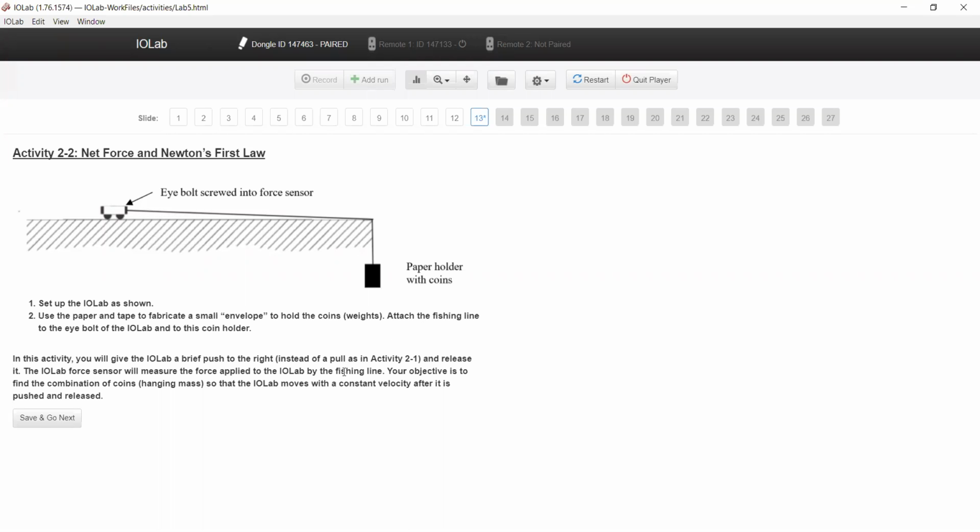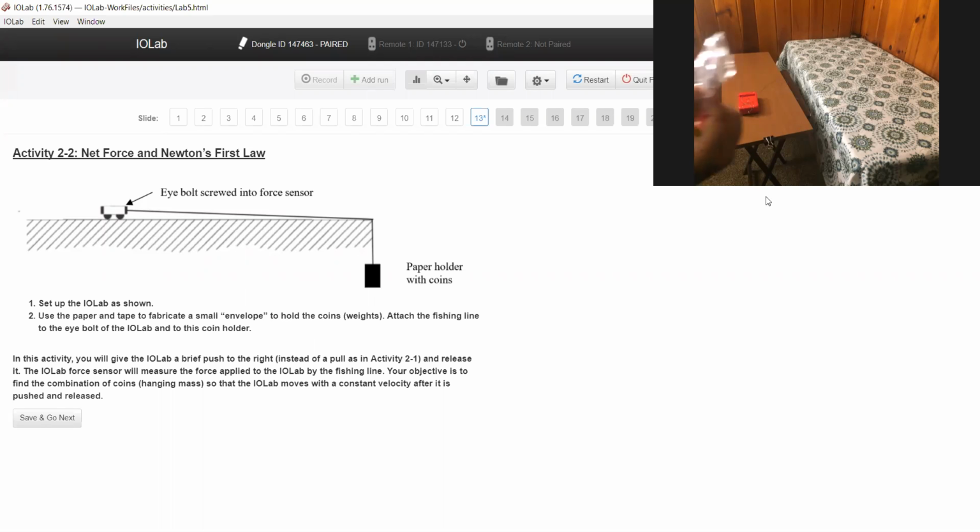You can create a small envelope, or you can use something that you got with your IOLab. While you have the device, you can put the coins in here, use the paper clip, hold it with the paper clip, and then attach it to the string. Then we have to put coins in here, giving a force equal to the frictional force being applied to the left. We'll pull it to give the constant force toward the right.